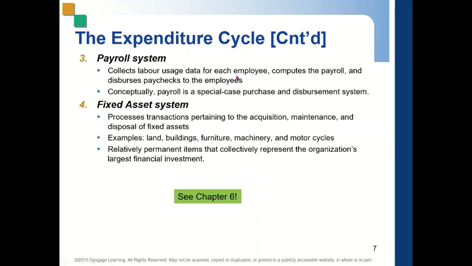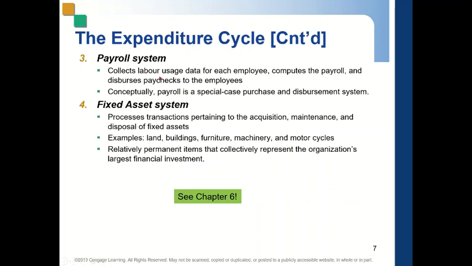This information is important because ultimately it will also influence how much we charge our customers for that particular product. It'll help us in the future thinking about planning and budgeting. And as it says here, conceptually, your payroll is a special case purchase and disbursement system. So this just talks about the payroll, but also we need to think about the fixed assets that also are involved in the manufacture of our products.